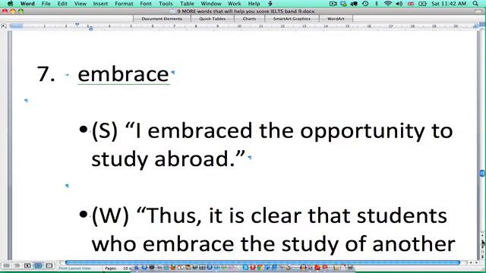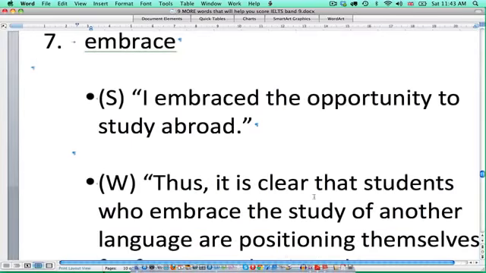Okay, or you could talk about a job interview. If you were to, I don't know, describe a job interview in your IELTS exam, you might say something like, the interviewer asked me a question that was technical in nature, and I embraced the opportunity to demonstrate what I knew about this technological field. Now, embrace is also a word that we can use in the writing.